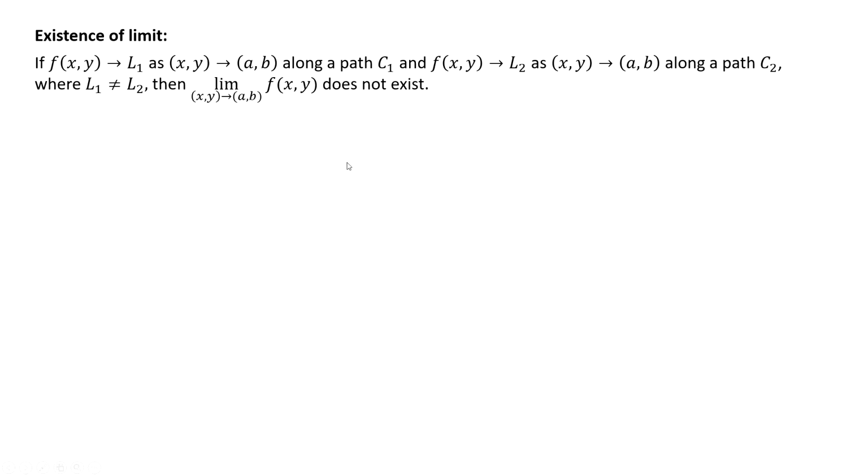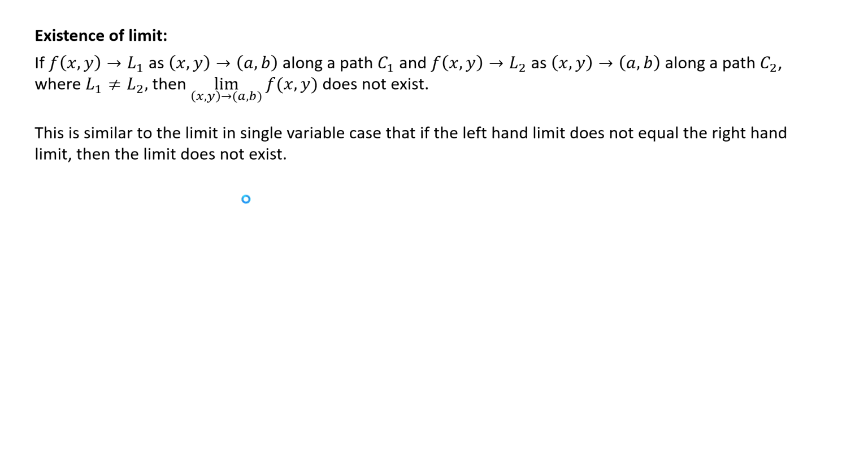That is precisely what we used to say in Cal 1: the left-hand limit is not equal to the right-hand limit, right? And if that is the case, we say the limit does not exist. That's the idea, a similar idea here. But the complication comes from there not being just from the left and from the right. Boy, we can let (x, y) approach (a, b) along an infinite number of paths, right? That is what is going to lead to complexity. I'll show you all of that. Cool. Yeah, this is similar to the limit in the single variable case, that if the left-hand limit does not equal the right-hand limit, then the limit does not exist. Okay, that's a version of that.